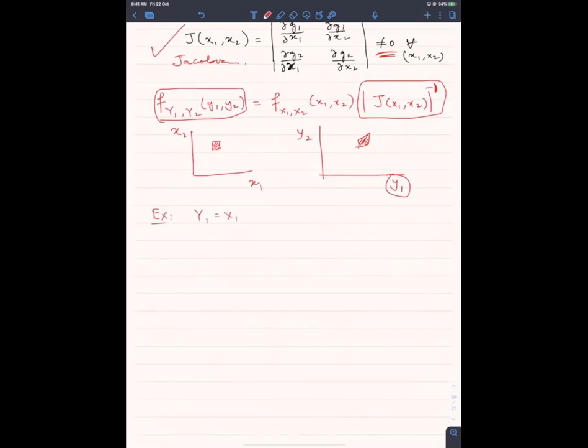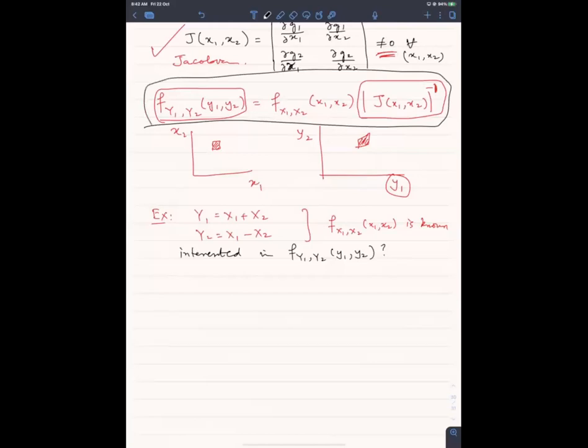ठीक है. So I'll give you an example, and the example is very simple. y1 is equal to x1 plus x2 and y2 is equal to x1 minus x2. And let's assume that the joint f of x1 x2 is known. ये आपको पता है पहले से, ये दिया हुआ है आपको. Okay, and I am interested in the joint PDF of y1 and y2. ये कैसे फाइंड आउट करें? वेल, ये ऐसे फाइंड आउट करेंगे, ये जो हमने यहाँ पर लिख दी एक्सप्रेशन बिल्कुल इसी तरह.